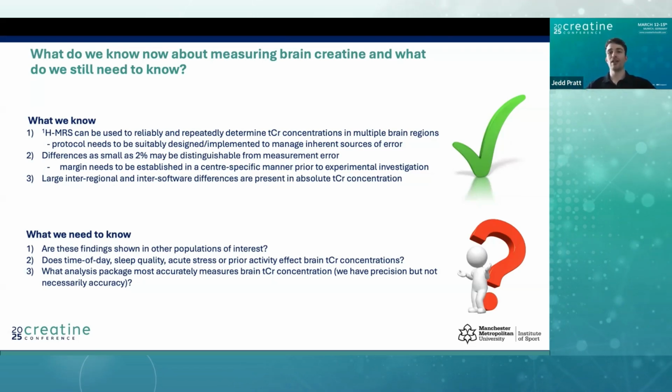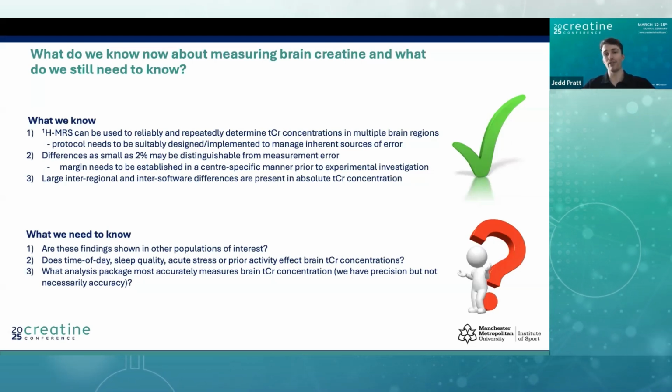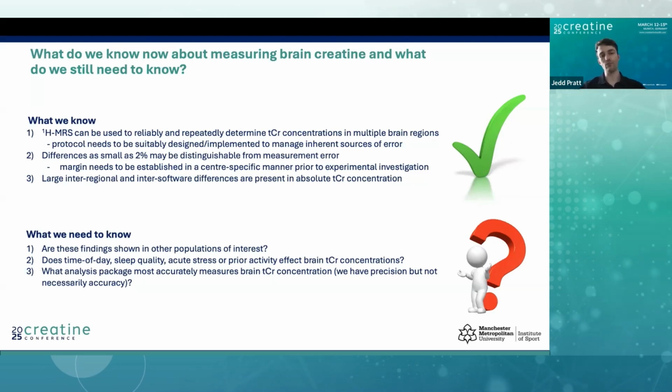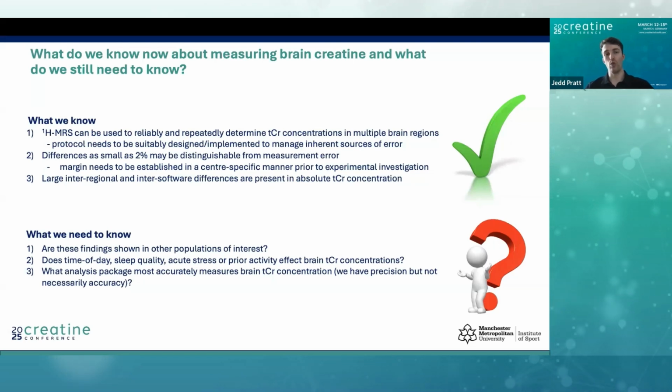And then the final point here is in terms of which analysis package we use. So at the minute, from our work and in our hands at least, we have these two packages that are giving us this high level of precision in our measurement, but actually we don't know if we have that level of accuracy yet because of the differences between the packages. And so I think this is going to really demand some phantom work with the scanner, placing a known concentration of creatine within the MRI scanner, doing our spectroscopy, and then analyzing with these different packages to see which one closely quantifies according to that known concentration in that phantom.